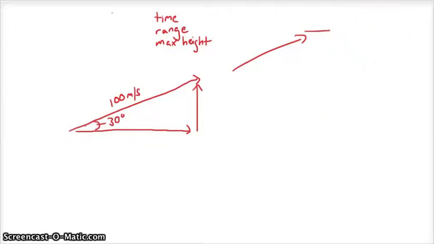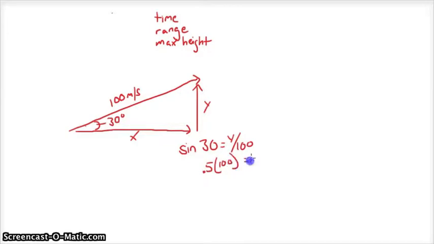Because that's the thing we're most interested in right now for solving for time, we're going to solve for our y velocity first. We're just going to use some basic trigonometry to do that. In this case, the sine of 30 is what we're going to use because we're dealing with the opposite over the hypotenuse. So the sine of 30 is equal to y over 100. Sine of 30 is 0.5, which you should remember. 0.5 times 100 gives us 50. So 50 meters per second is our initial y velocity.